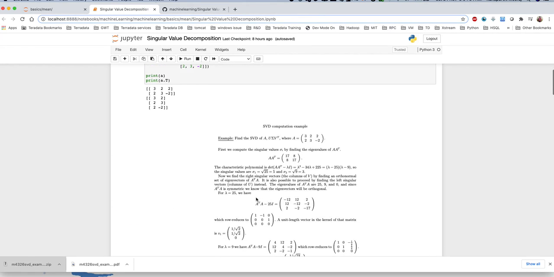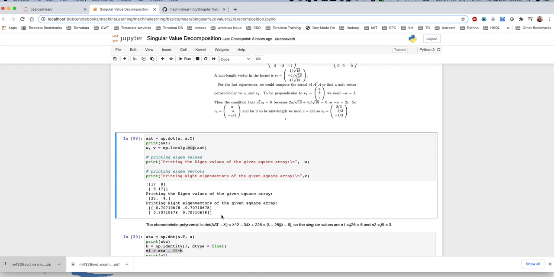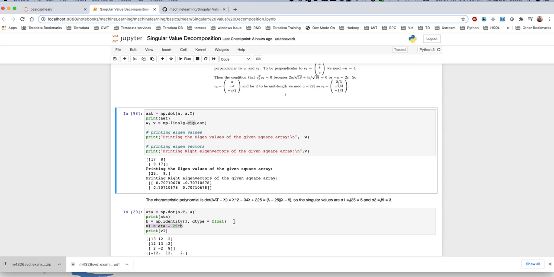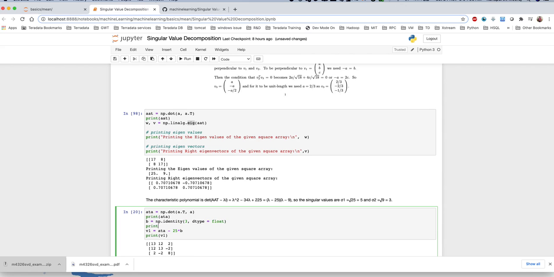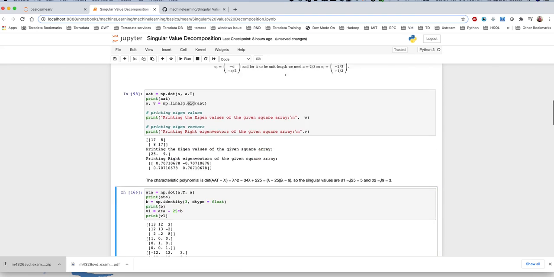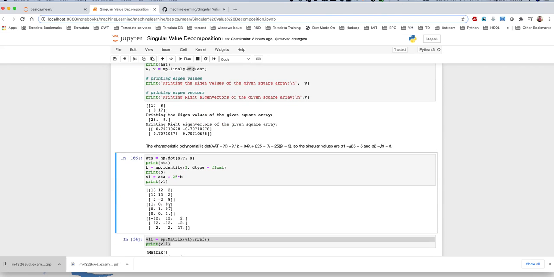Now once the first step is over, we take the root. This is the first root here. Our first root is 5, and we square that root to get 25, and then we subtract it from A transpose A using the identity matrix. So what is the identity matrix? Let me show the identity matrix here. You can see this is nothing but the diagonal matrix filled with the number 1. So we are taking one of the roots, multiplying it with the identity matrix, and subtracting it from A transpose A.